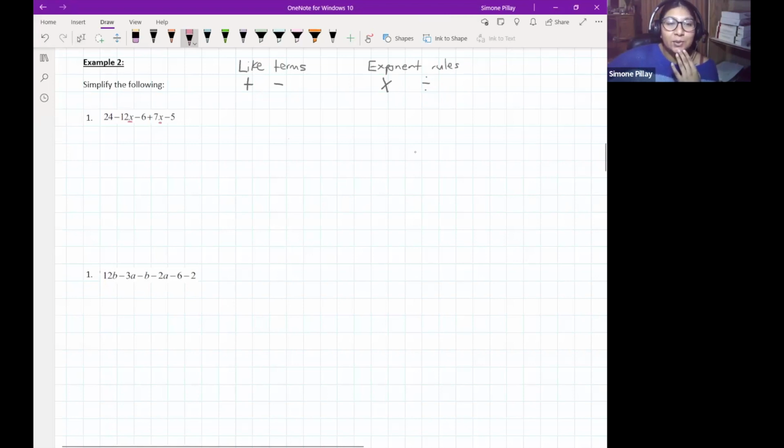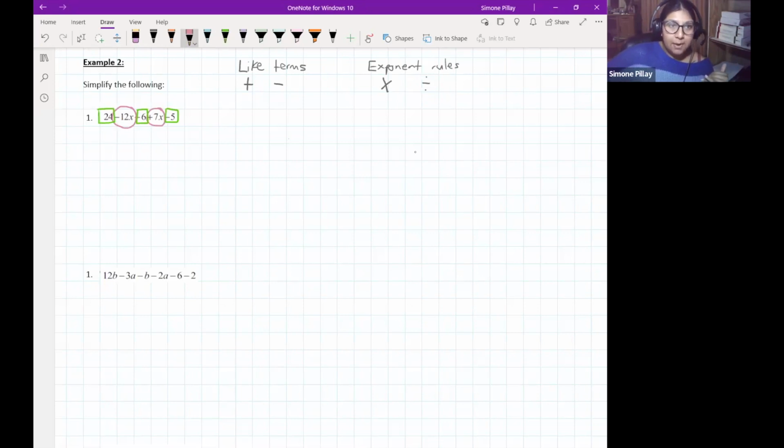Okay, so let's go. The way that I like to do it is when I find something that's the same, I do the same shape around them. So this is going to be negative 12x and positive 7x. And then the rest of them are just normal numbers, so I'm going to put squares around them. And then everything that has the same shape, I can add together.